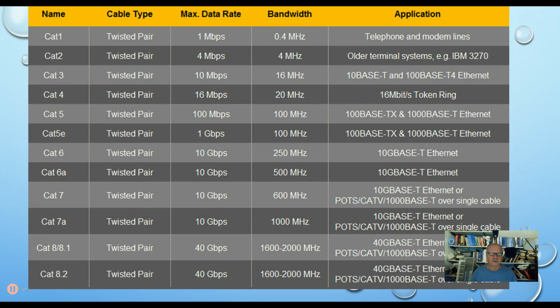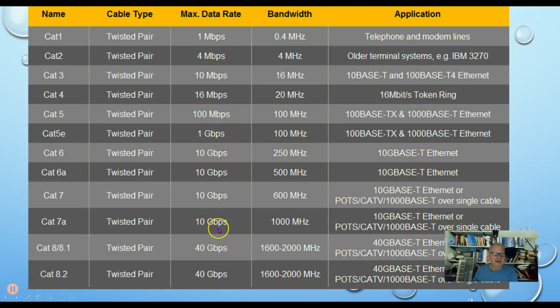Alright, here's the big chart, and you do not have to memorize this chart, but there are a couple of things you should probably notice about it. First of all, between Cat 5 and 5E is a big cutoff point. We can't get to gigabit per second speeds until we get to Cat 5E. And there's really no difference in the construction, by the way, between Cat 5 and 5E. It's just a difference in the quality of the work and the quality of the materials.